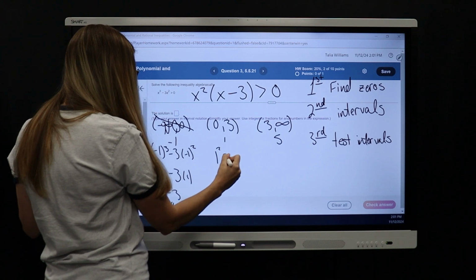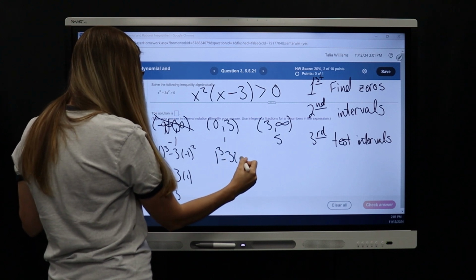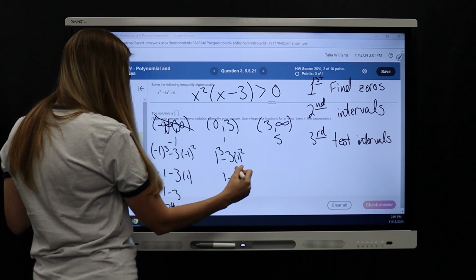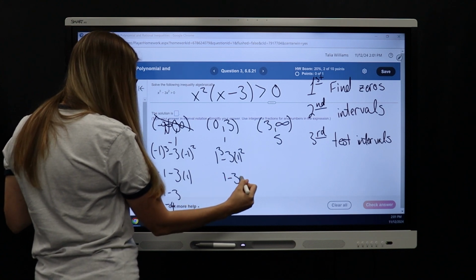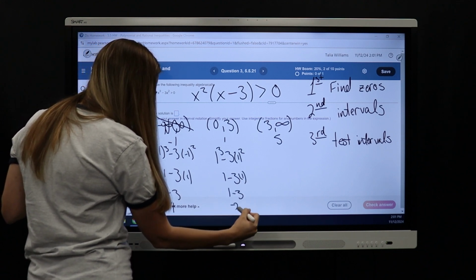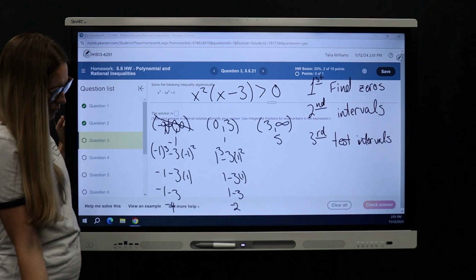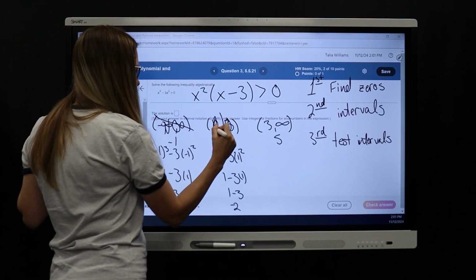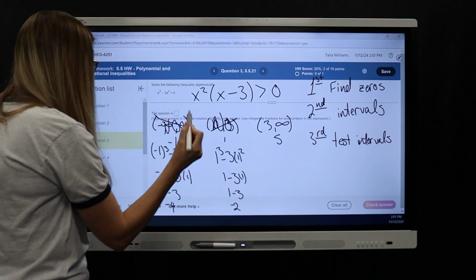+1. 1 cubed, subtract 3, times 1 squared. 1 cubed is 1. Subtract 3 times 1 squared, which is 3 times 1. So 1 subtract 3 is -2. Is -2 greater than 0? No. Then let's use 5.